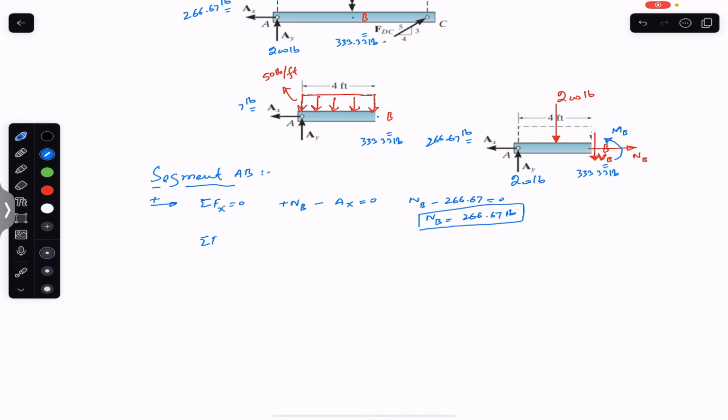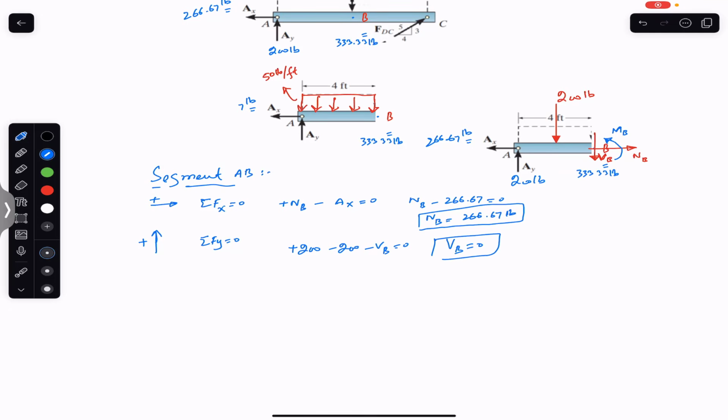Similarly, the summation of forces along Y must be equal to 0 as well. This is our positive Y direction in the upward direction. Now we have AY in the upward direction, so plus AY minus 200 minus VB. So we will write plus 200 minus 200 minus VB equals 0, and from this we get VB, the shear force at point B, is equal to 0.